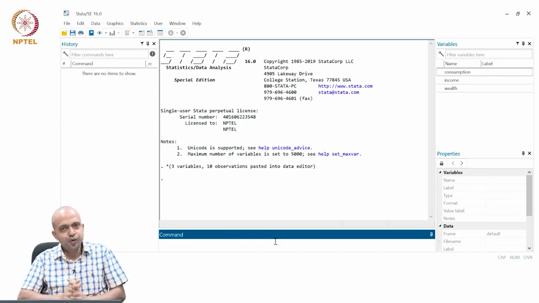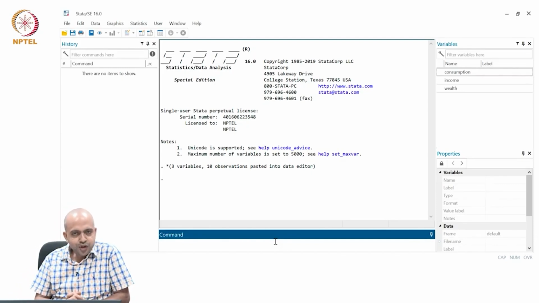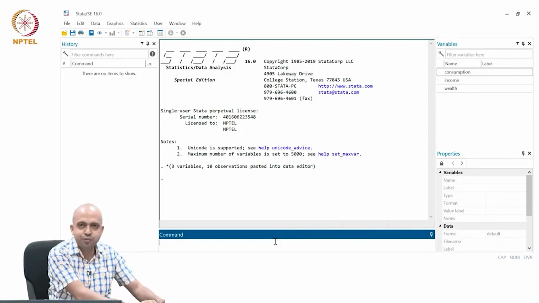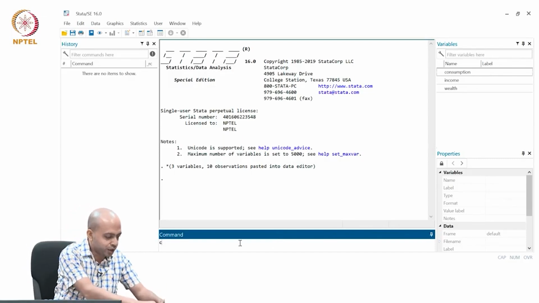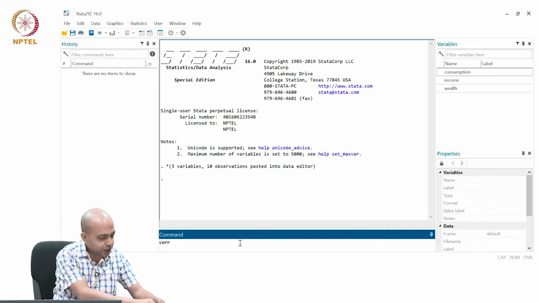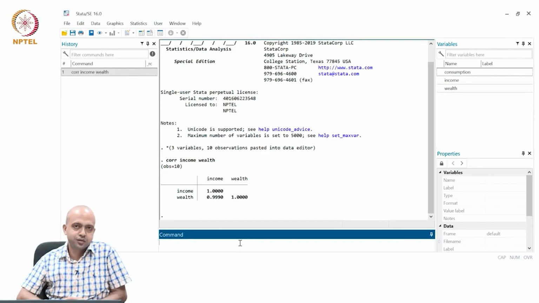And what I said, if you remember, is that when you import the data before estimating the model applying regression, what you actually do immediately after incorporating the data is look at the pairwise correlation. And what is the command? This is corr, then income and then wealth. Now, look at the intercorrelation. The intercorrelation between income and wealth is actually 0.9990. So, that means almost 1, almost 1.